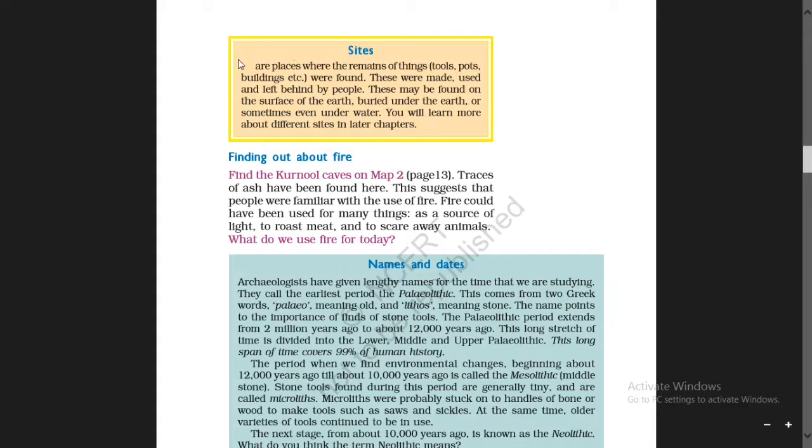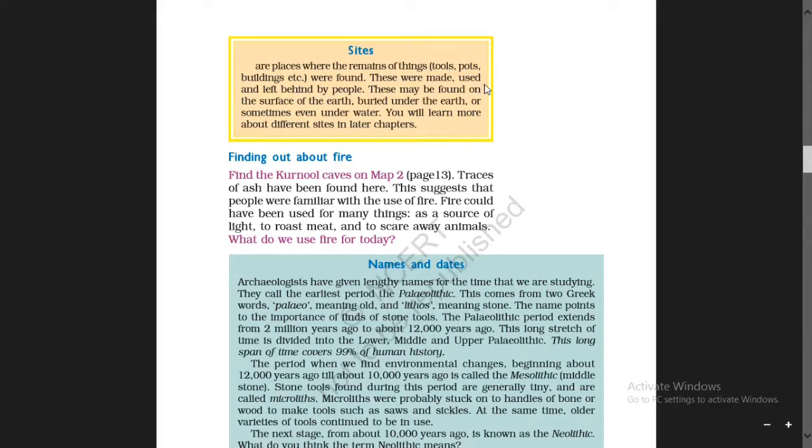Sites. In some places, we got sites. Site means here what? Let us see. Sites are places where the remains of things, tools, pots, buildings, etc. were found. If anybody asks you what sites are, you have to say it like this. These were made, used, and left behind by people. Those people used them, made them, and left them behind.